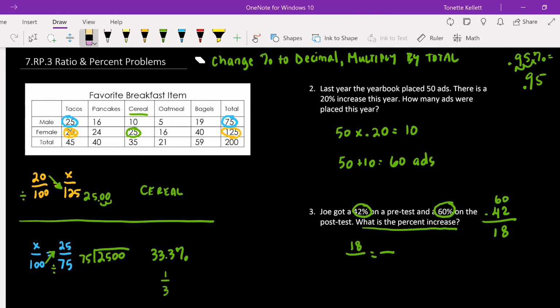18 out of 60, because it was out of 60 points, equals X over 100. And I want to know what 18 out of 60 is. So I'm going to multiply diagonally and divide by the number left over. That's 1800 divided by 60 equals. It would be a 30% increase.